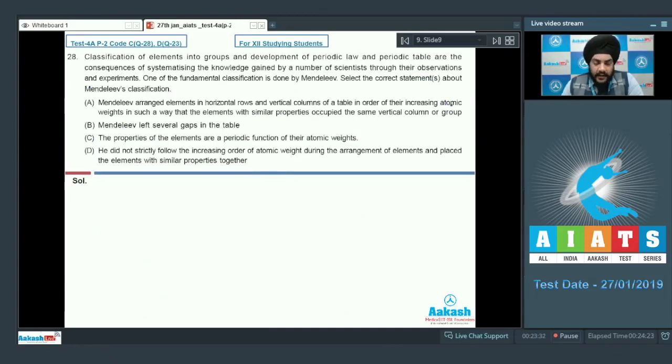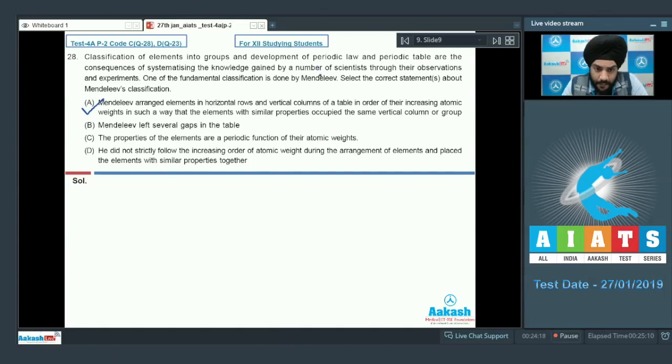In question number 28, the examiner says, classification of elements into groups and development of periodic law and periodic table are the consequences of systematizing the knowledge gained by a number of scientists through their observations and experiments. One of the fundamental classifications is done by Mendeleev. Select the correct statement about Mendeleev's classification. Option A says, Mendeleev arranged the elements in horizontal rows and vertical columns of a table in order of their increasing atomic weights in such a way that the elements with similar properties occupied the same vertical column, which is also called a group. Students, this statement is correct.